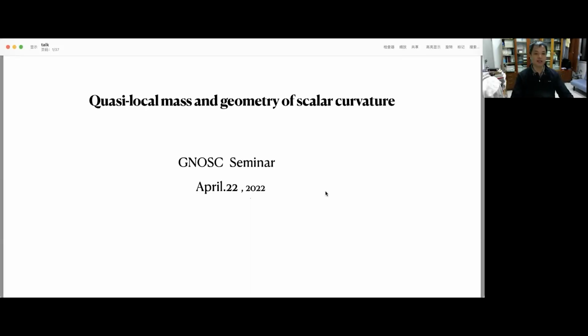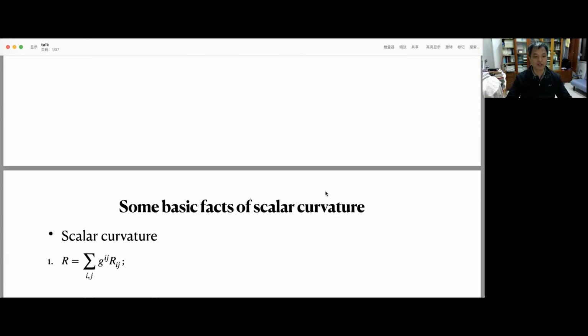Today I will talk about quasi-local mass and the geometry of scalar curvature. Actually, this talk is based on some joint work with my students and a postdoc. Okay, let's get started from some well-known facts about scalar curvature.